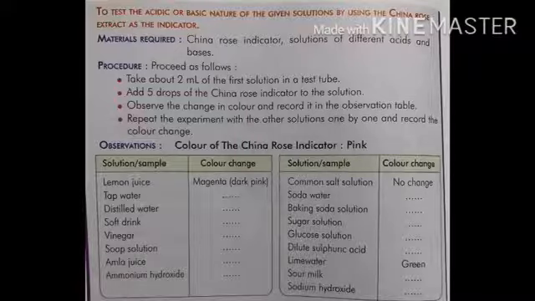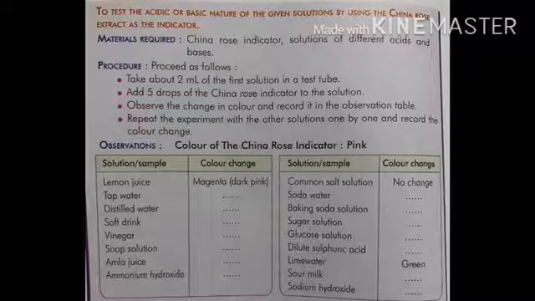Now the next is soap solution. Soap is base, so the color changed to green. Amla juice is acidic, so the color changed to magenta. Now the ammonium hydroxide is a base, the color changed to green. Common salt, no change, means it is neutral.